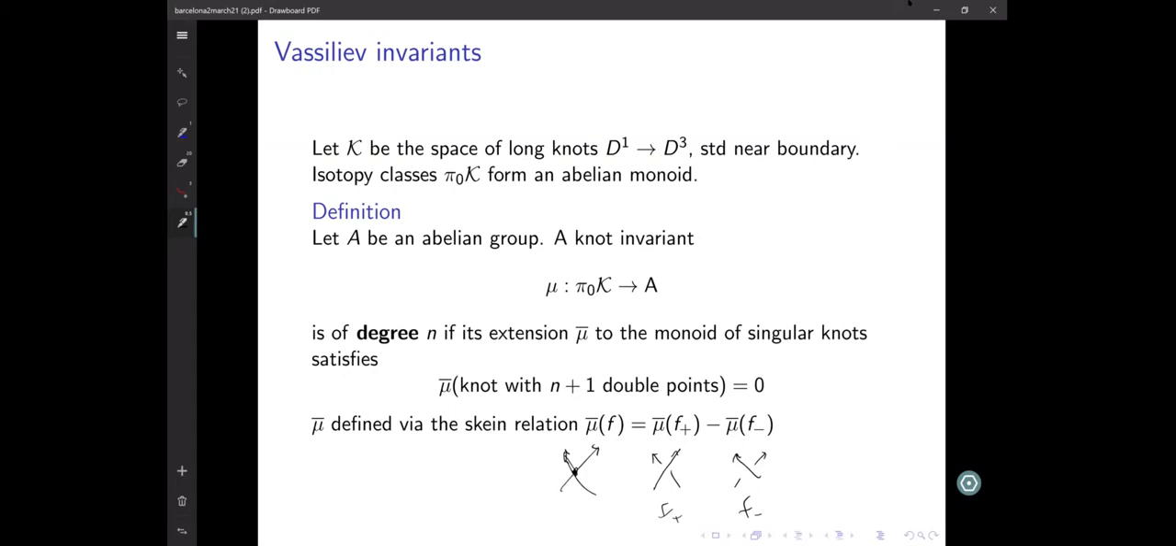So in general, if you take any singular knot, you can look at all the double points it has. Say it has n double points, and you can resolve all these n double points in two possible ways. So you get 2 to the n non-singular knots. And for each of those, you have an element in your abelian group, and then you just take their sum, with a plus or a minus depending on the ways that you've resolved the knots. Okay.